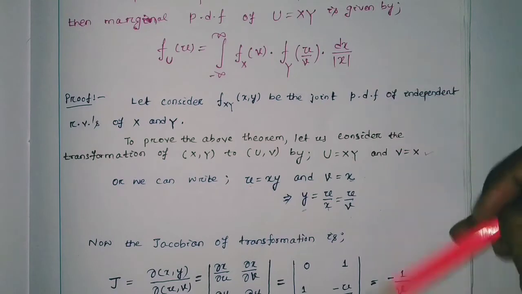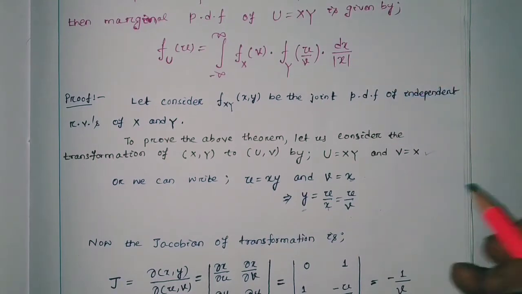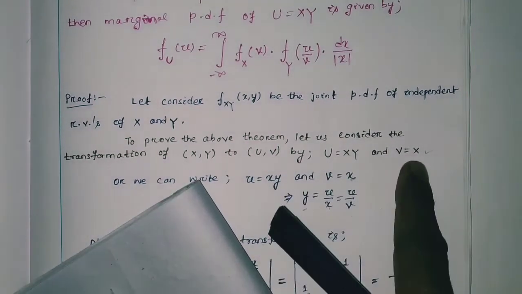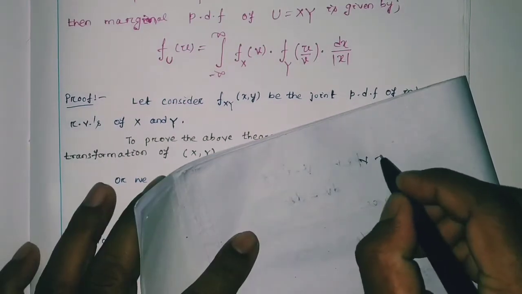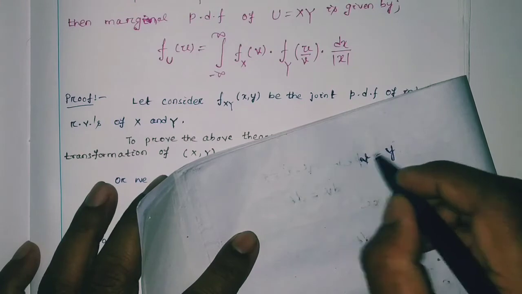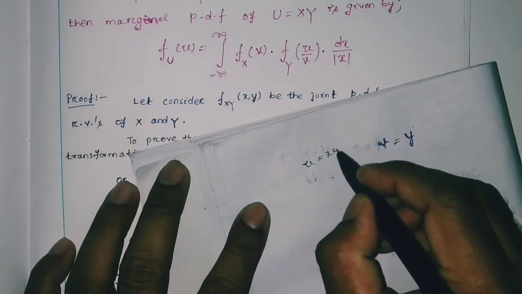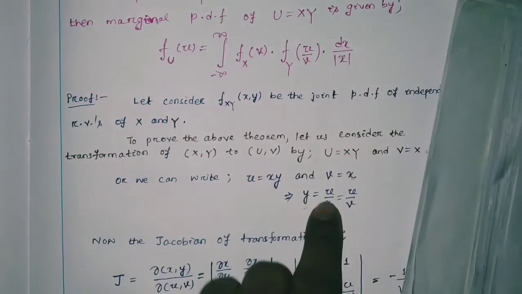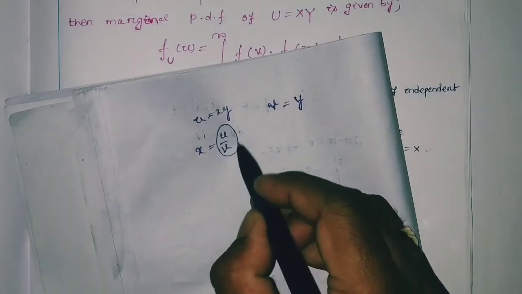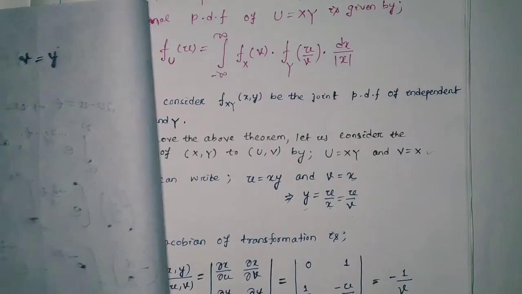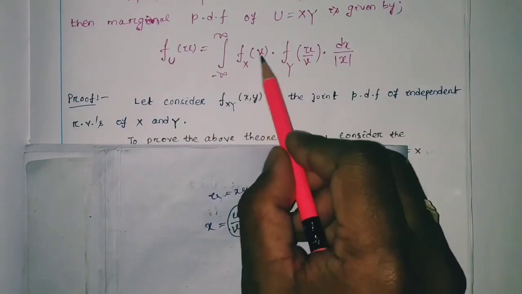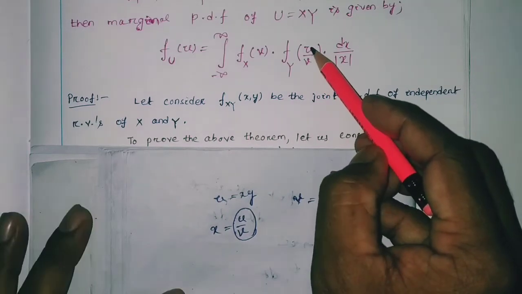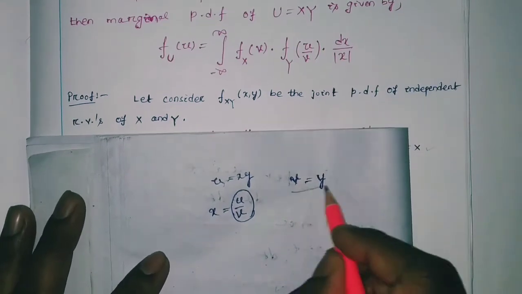Okay, so here we proved this one, and here also you can consider v equal to y instead of v equal to x. So let's check what you are going to get. If I take v equal to y, and here u equal to xy is there, obviously x will be equal to u by v. So here we found x equal to u by v. So obviously instead of x this will be u by v, and instead of y we have to write only v, because y is considered as v.